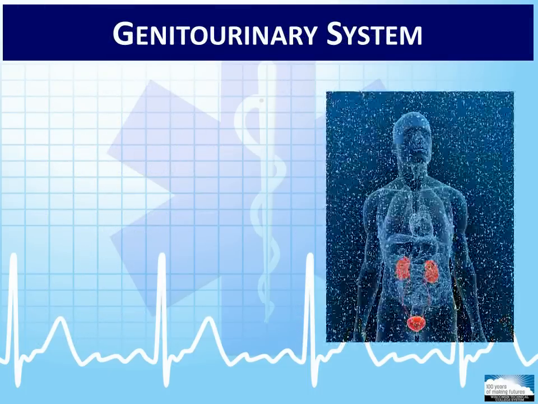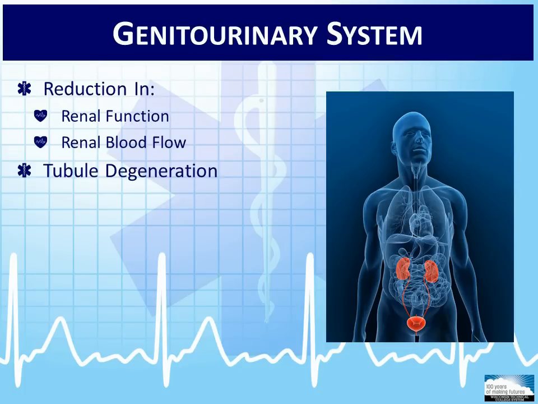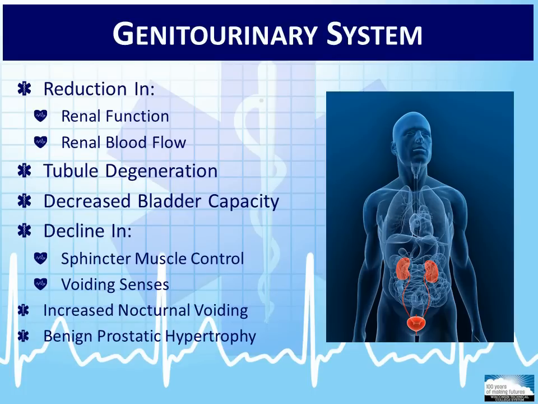Over time, the genitourinary system also deteriorates. The effects of such changes over time include a reduction in renal function, a 50% reduction in renal blood flow, tubular degeneration, decreased bladder capacity, a decline in sphincter muscle control, a decline in voiding senses, an increase in nocturnal voiding, and benign prostatic hypertrophy. In the geriatric patient, these changes may lead to a decreased ability to filter waste, fluid, electrolyte, and acid-base imbalances, less sufficient drug elimination, and bladder incontinence.